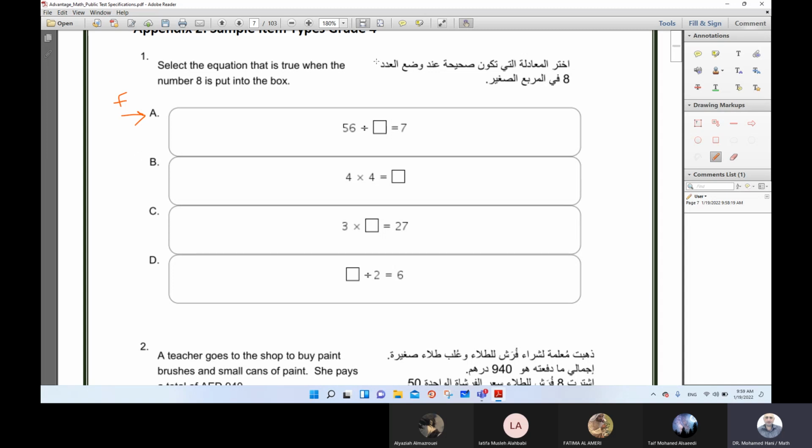Check with me now. 56 divided by 8 equals 7. So this is correct, because here we select the equation that is true when the number 8 is put into the box. Here we have 4 times 4 will be 16, so this is wrong, this is not 8. Here we have 3 times what equals 27? 3 times 9, so this is not correct because this is not 8. And here, which number divided by 2 equals 6? 12, so this is not correct because here we have 12.